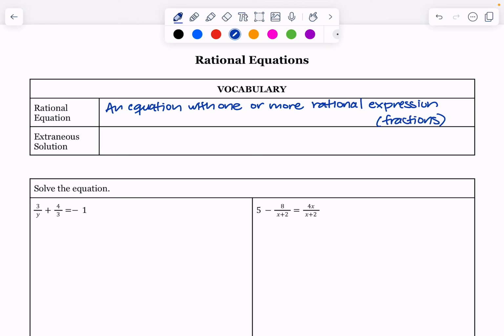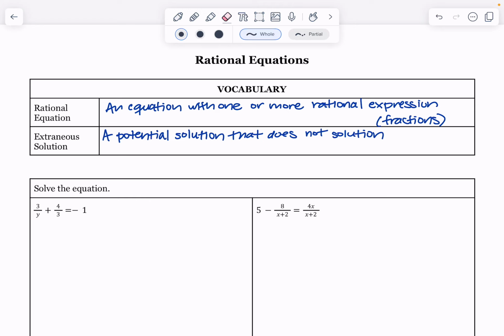An extraneous solution is a potential solution that does not check. So when you solve, it's a solution, but when you go back and plug it in, it does not work. Oops, I wrote the wrong thing. That does not check.